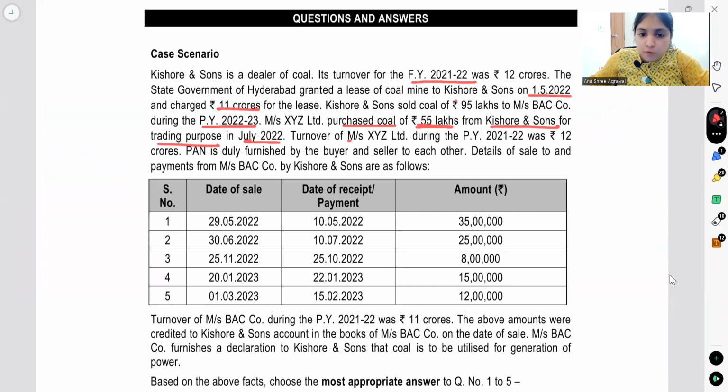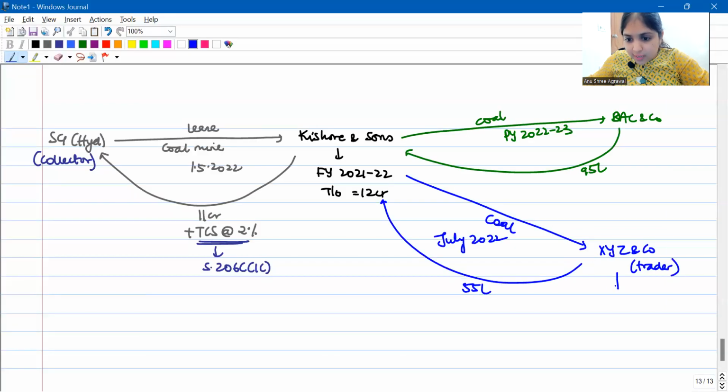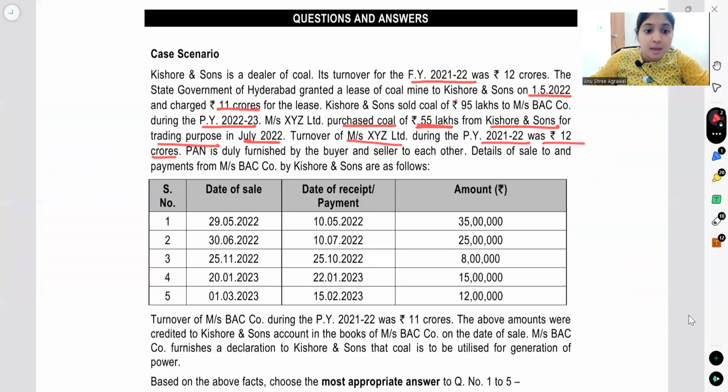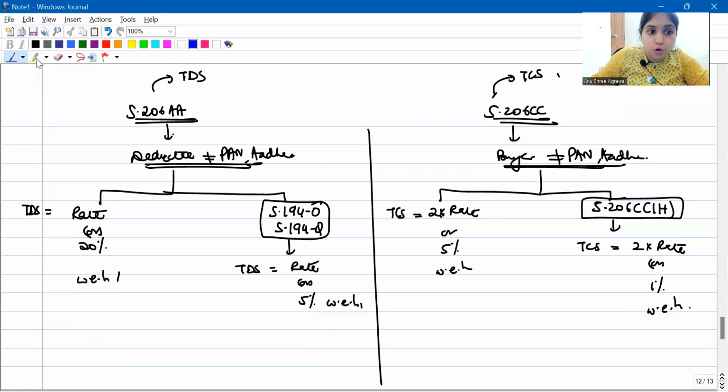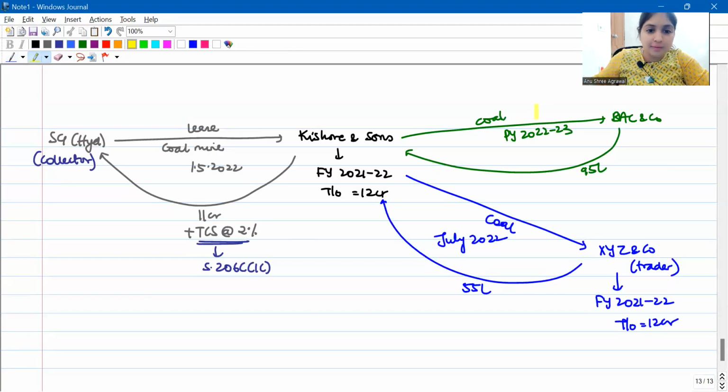Okay. Turnover of XYZ Private Limited in 21-22 was 12 crores. So even XYZ and Co., financial year 21-22 turnover, even here the turnover was the same, 12 crores. Then what else? PAN is duly furnished by buyer and seller. Good. They've given us PAN. Hence, what we discussed over here, 206AA and 206CC will not apply. PAN and Aadhaar and all they have given.